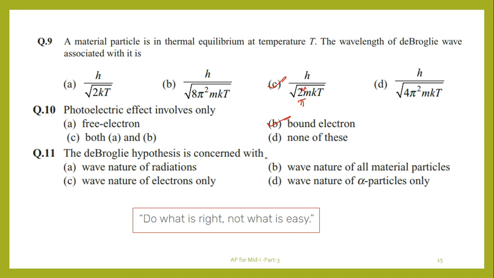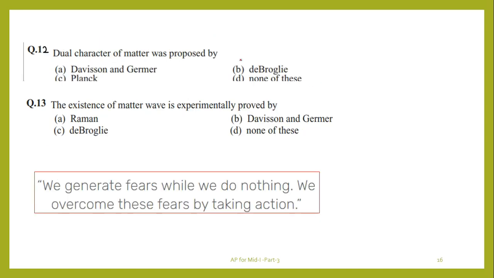De Broglie hypothesis is concerned with the wave nature of all material particles. The dual character of matter was proposed by de Broglie. Davisson and Germer proved the de Broglie nature by doing the Davisson-Germer experiment. Planck introduced the Planck law E equal to nh nu. The existence of matter waves is experimentally proved by Davisson and Germer. Raman did the Raman effect, when de Broglie proposed the de Broglie hypothesis.